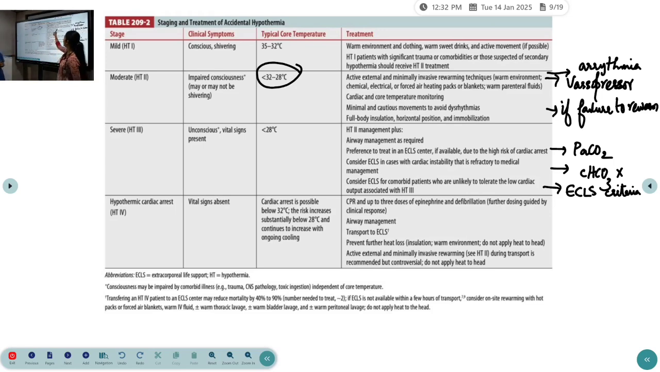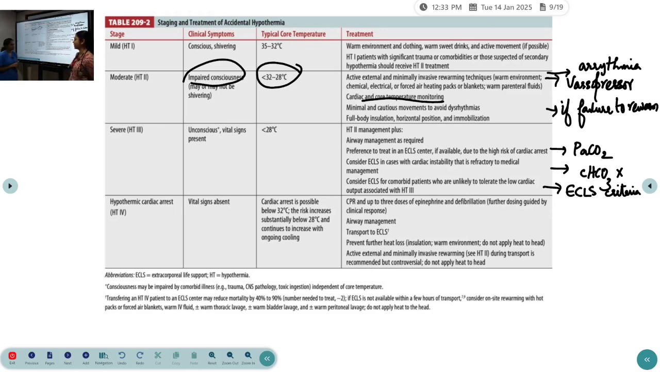So for cardiac monitoring, okay. So we don't want patient to go into arrhythmias. If the patient starts moving, the heart rate will increase. So for cardiac monitoring, we shouldn't move the patient. Second thing is, patient might be in impaired consciousness. So in that case also, we shouldn't move the patient. And another thing is that we anyway want the patient to be covered.